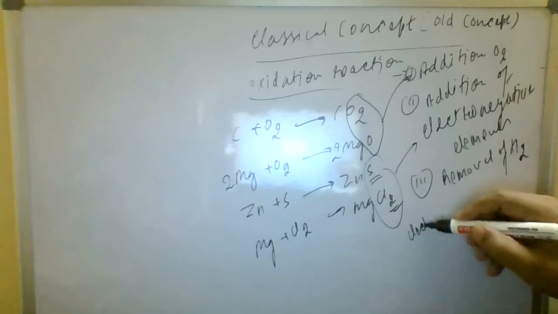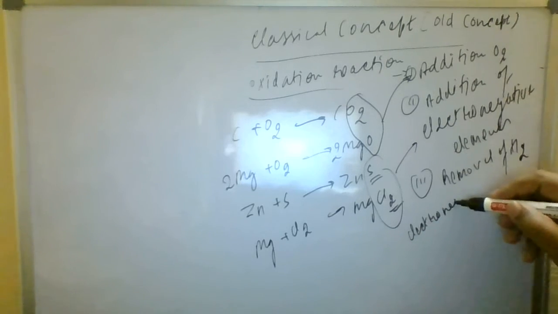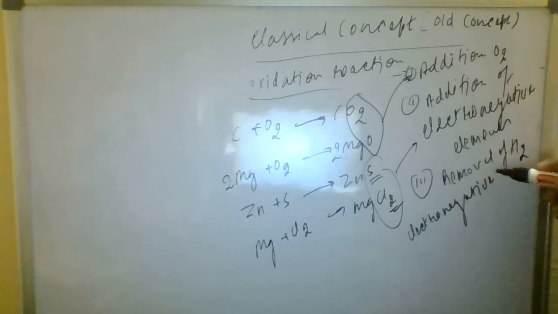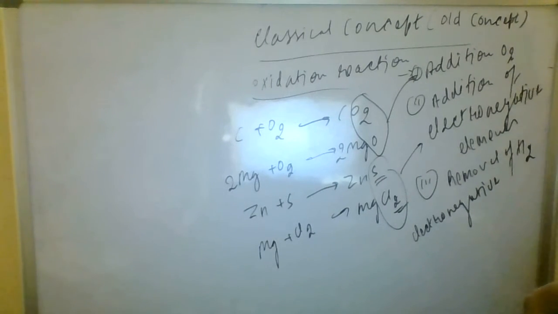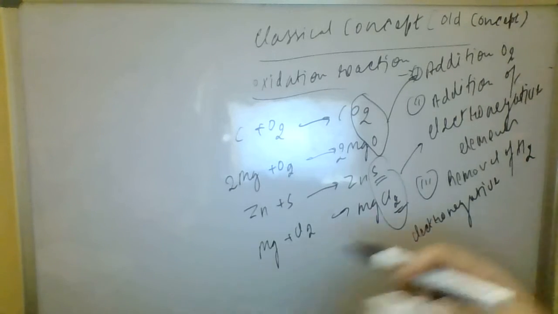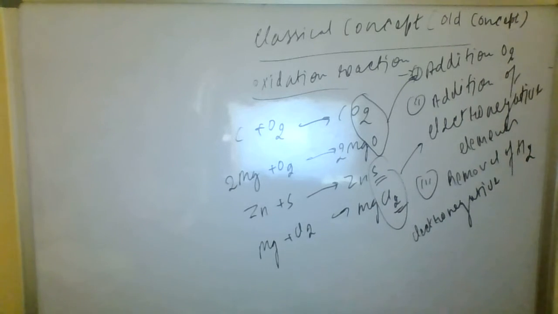This is the electronegative atom. So either you are adding the oxygen atom or you are adding the electronegative atom, these both are examples of the oxidation reaction. Now, another example is the removal of hydrogen.